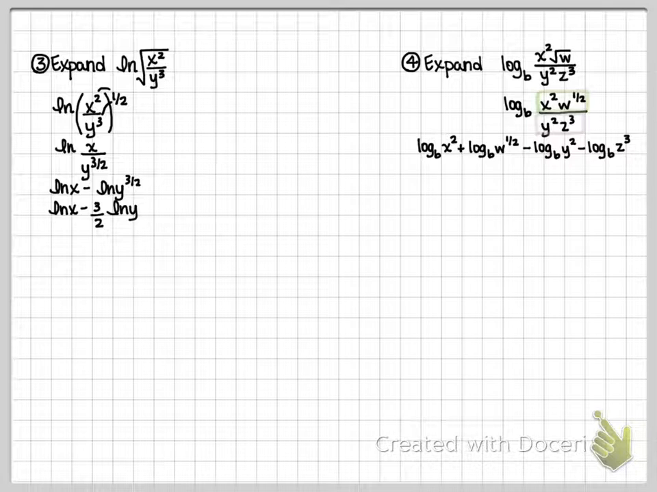Now all I have to do is bring my exponents out in front. So I'll get 2 log base b of x, no problem there, plus, take the half out, bring that down in front where it belongs, log base b of w, minus, bring that 2 down, and then my last one. Now you'll notice that my log base b doesn't match with any of the other values, the x, the w, the y, or the z, so I can't really cancel any of them out. That's it for this slide.